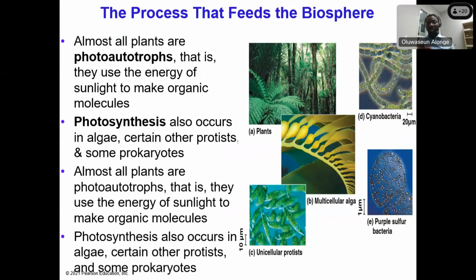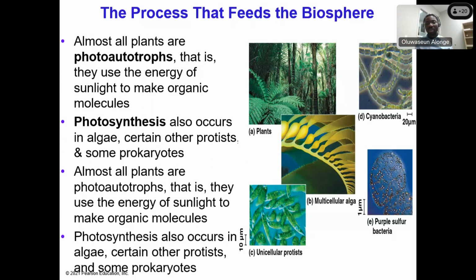Now, the organisms or the plants that use sunlight to make their food, we call them photoautotrophs. The reason we are talking about this is because there are also chemoautotrophs, which we'll talk about later. But when the plants use sunlight to make their food, we call them photoautotrophs, meaning that they are photosynthetic organisms that make their food. Photosynthesis occurs also in algae, some protists, and some prokaryotes. Almost all plants are photoautotrophs because they use energy from sunlight to make their organic molecules.